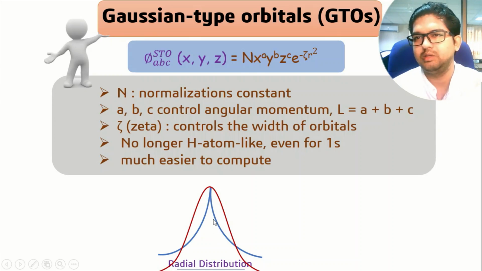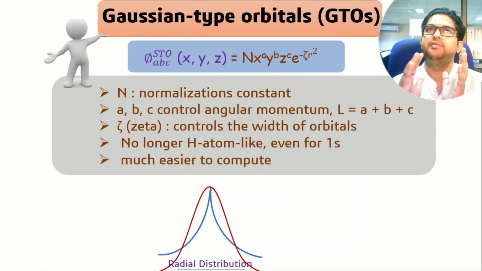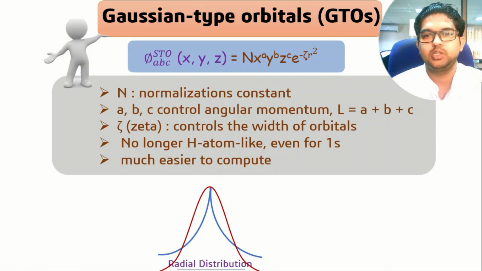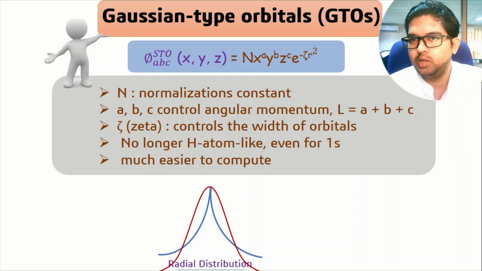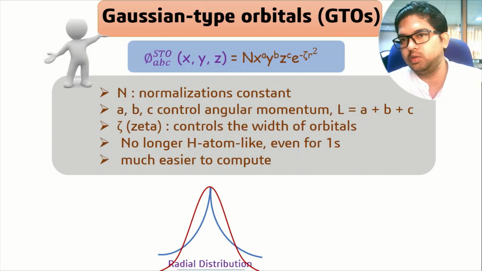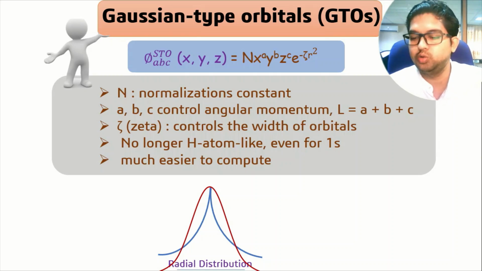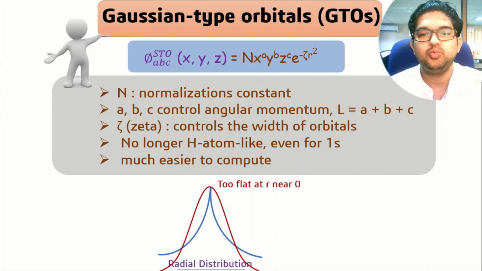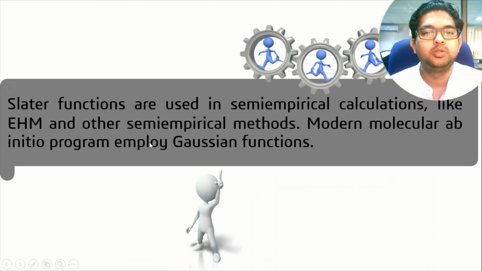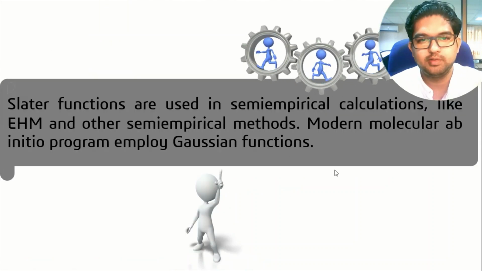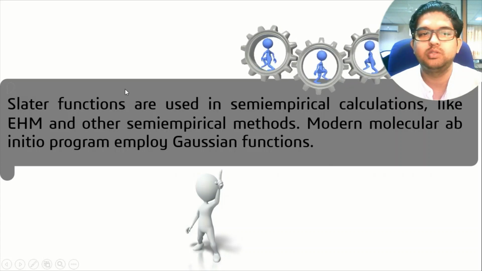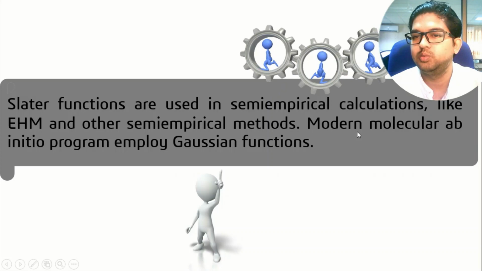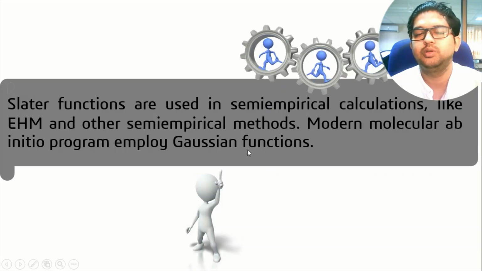Let me explain what a Slater type orbital is in terms of Gaussians. A Slater type orbital is a linear combination of Gaussian type orbitals, which is also known as contracted Gaussian type orbitals. Before going to that, Slater functions are used in semi-empirical calculations like EHM and other semi-empirical methods. In modern ab initio methods, we use Gaussian functions.